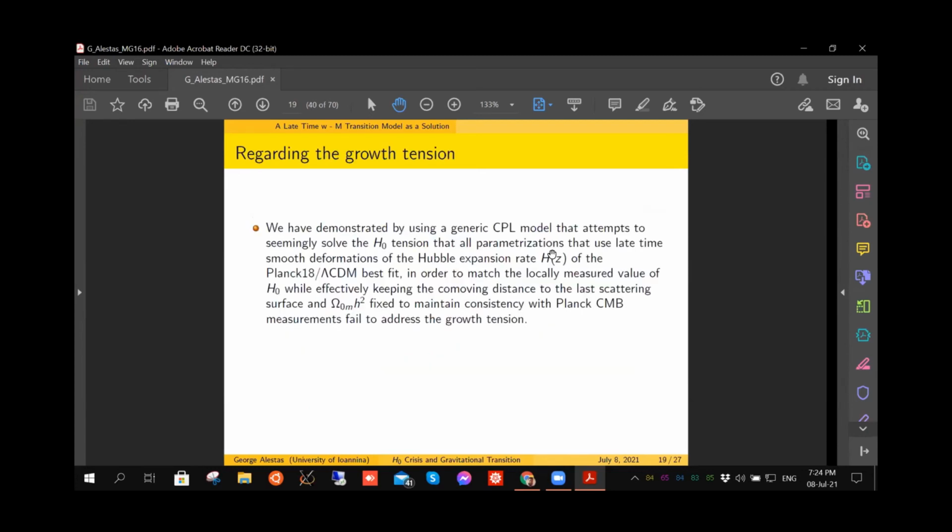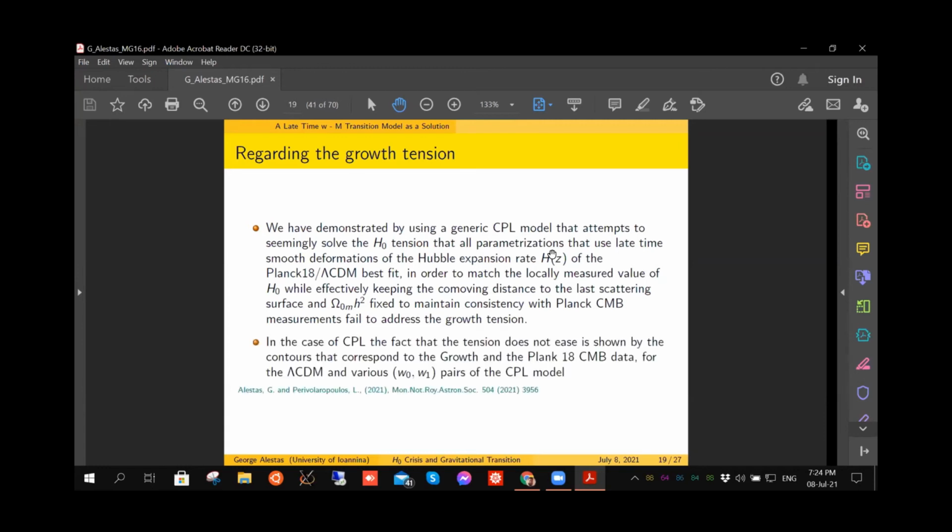Now, regarding the growth tension, we have used a generic CPL model that seemingly solves the H0 tension, to demonstrate that all the parameterizations that use late-time smooth deformations of the Hubble expansion rate H(z) set for Planck ΛCDM are unable to resolve and address the growth tension.